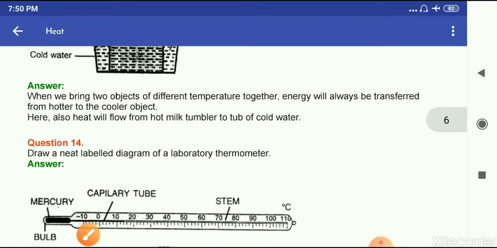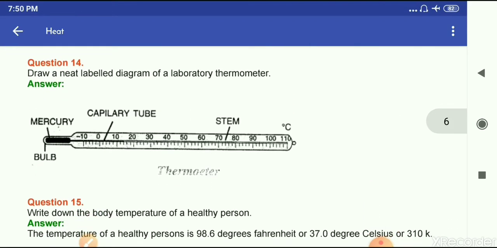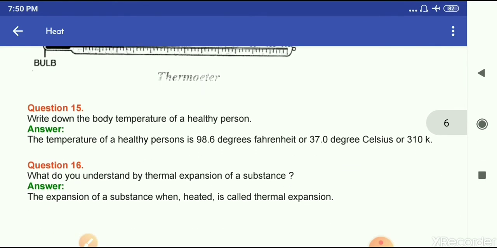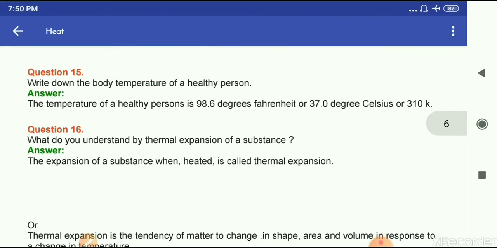Question number 14. Draw a neat labelled diagram of a laboratory thermometer. So you have to draw this diagram, or you can draw from the book also. Question 15. Write down the body temperature of a healthy person. The temperature of a healthy person is 98.6 degree Fahrenheit or 37 degree Celsius.